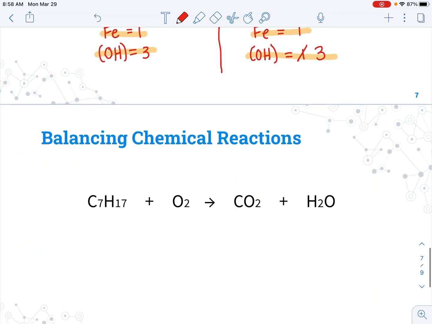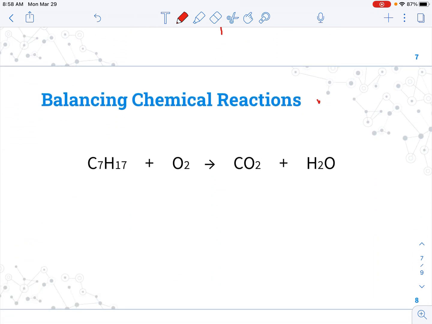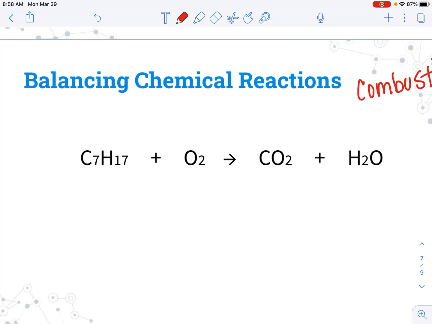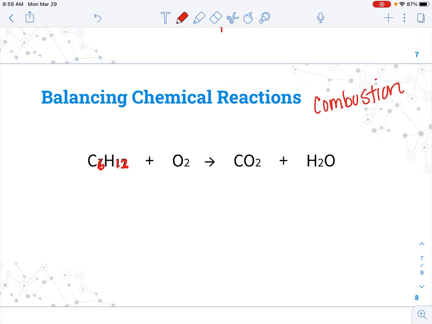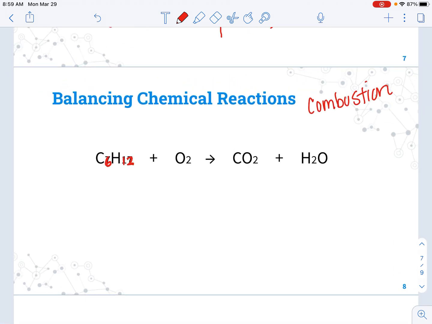All right, in our last example here, this is actually an example of a combustion reaction. I'm going to change this one a little bit because this one's really hard. We're going to change this to a 6 and a 12 here. Otherwise, this gets real rough. Okay, so combustion reaction, you're always going to see just carbon, oxygen, and hydrogen present, and you're always going to see carbon dioxide in water form.